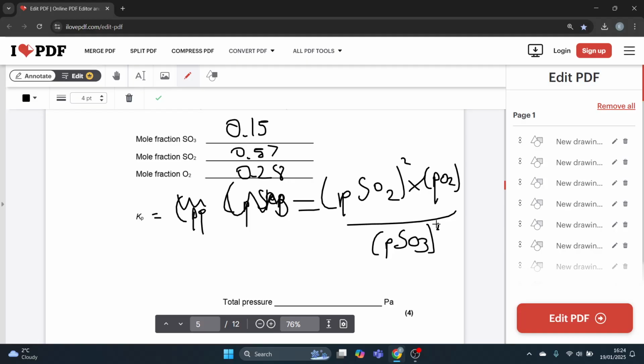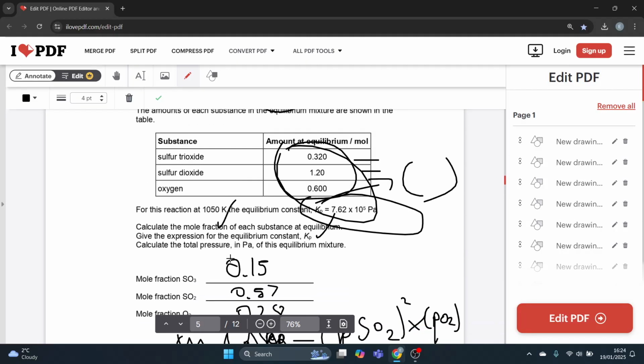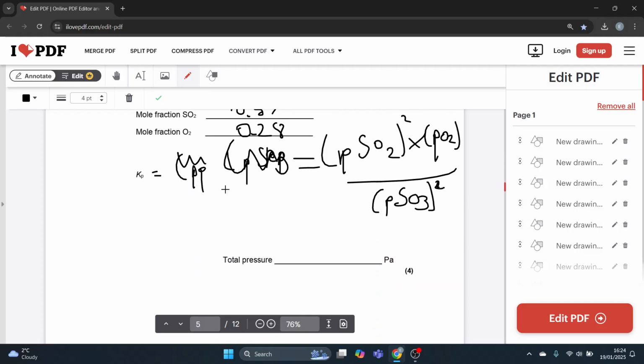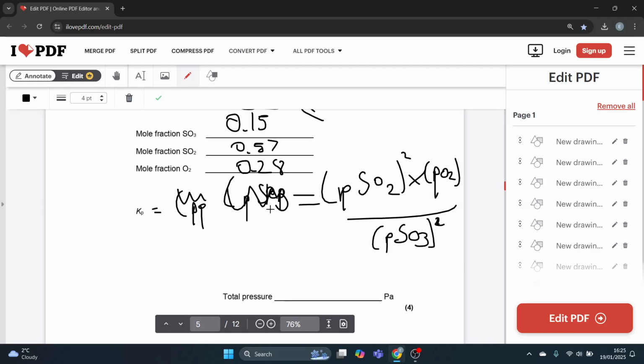Perfect. And then it says calculate the total pressure in pascals of the equilibrium mixture. Now this is really tricky in my opinion. How would I calculate the total pressure of the equilibrium mixture? Well, first things first, I'm going to have to rearrange the equation, because in this case I've got the pressures, right? Kp is that. I need to rearrange it to find total pressure.